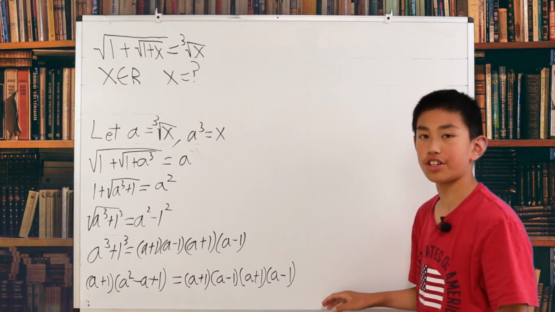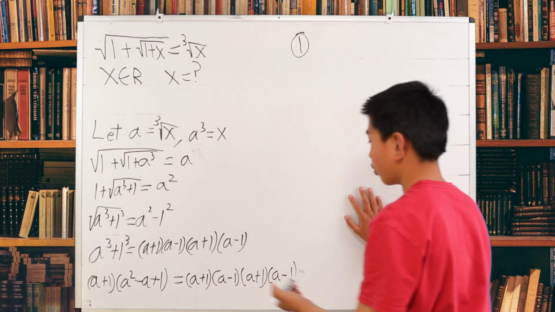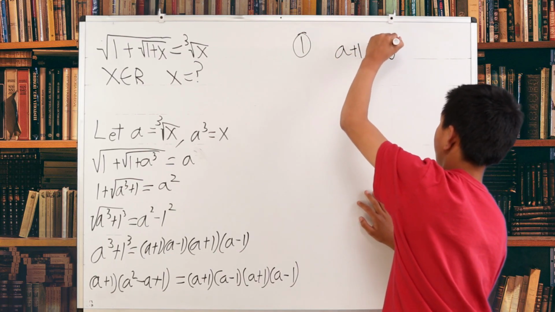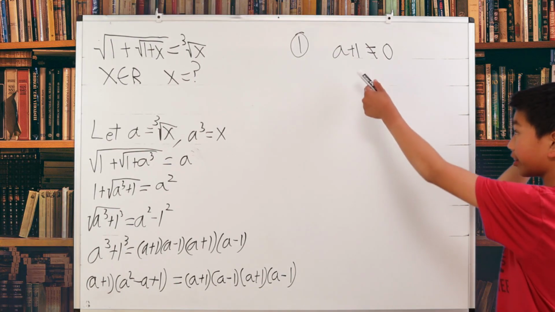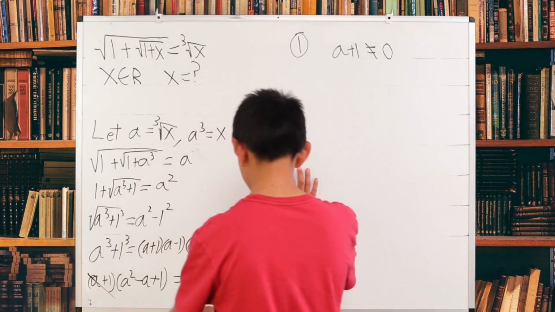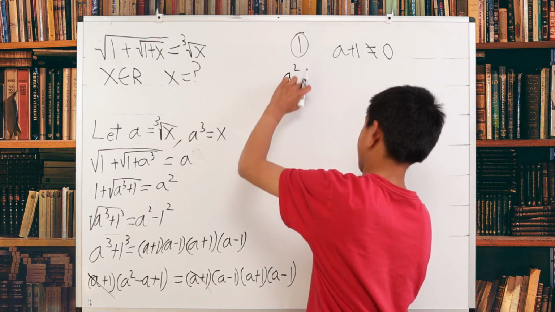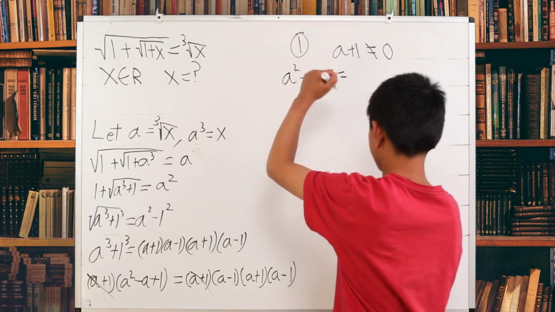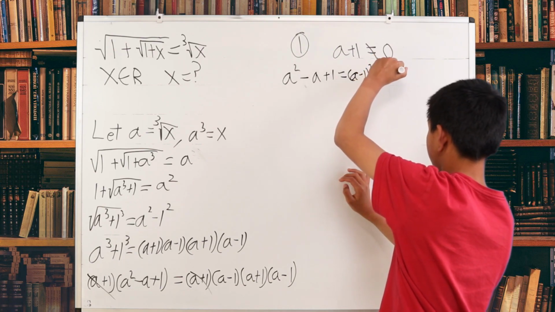There are actually two cases in this scenario. The first one is where, in order to divide, a plus 1 is not equal to 0. We're going to solve for the first case. Now that we've declared that a plus 1 is not equal to 0, we can divide, or just cross out these two from both sides. So we now get that a squared minus a plus 1 is equal to a minus 1 squared times a plus 1.